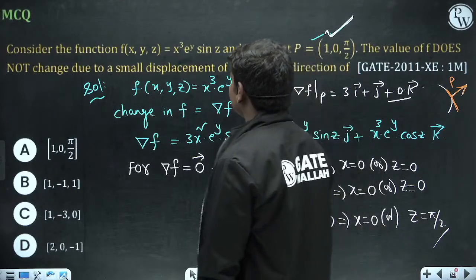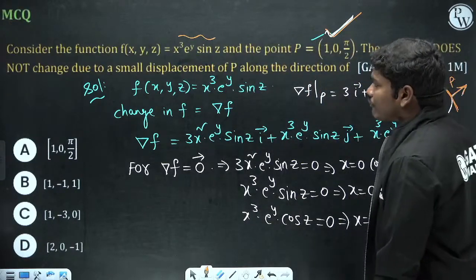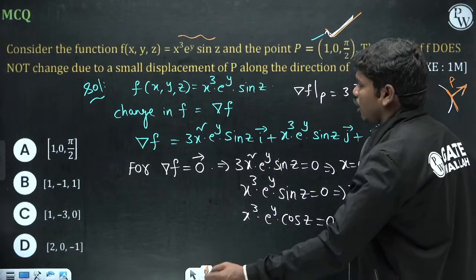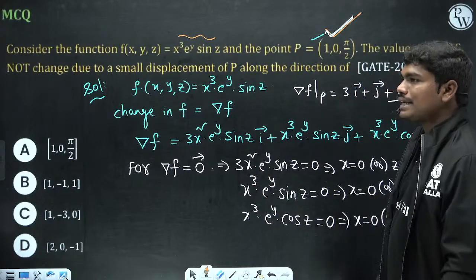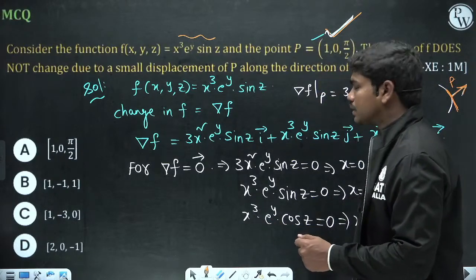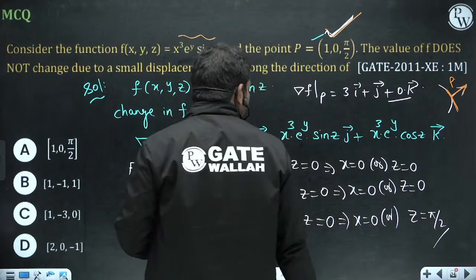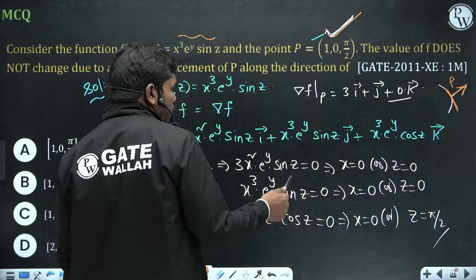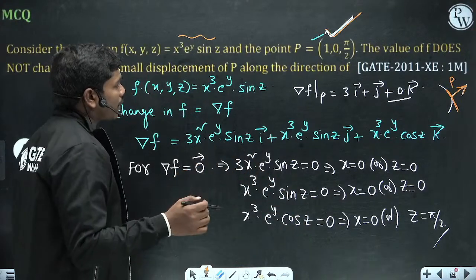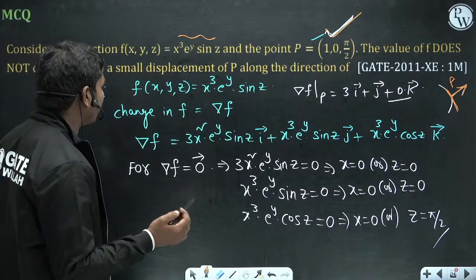Del f is there, x cube e power y sin z, and P is (1, 0, pi by 2). The value of f does not change due to a small displacement of P along the direction of... Okay, so let us see here. (1, 0, pi by 2) is matching now actually, so just check it carefully. When you put (1, -3, 0) also, then that's giving you some other quantity. So the value of f does not change, so change in f is nothing but gradient of f, which has to be 0.